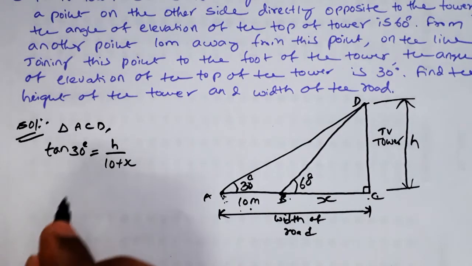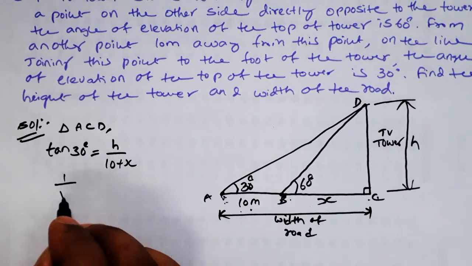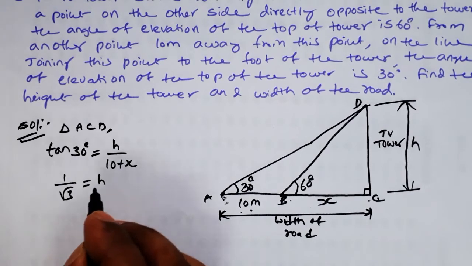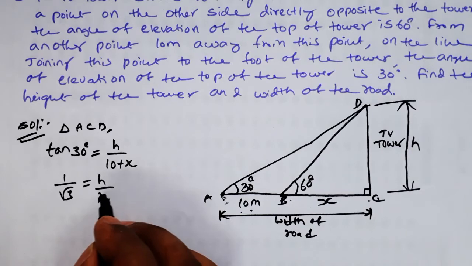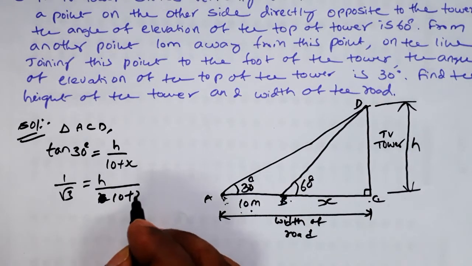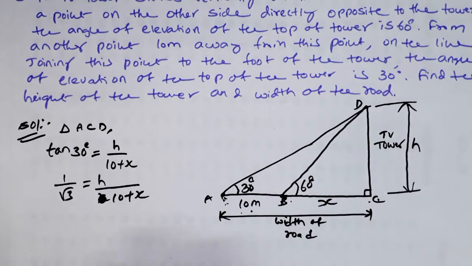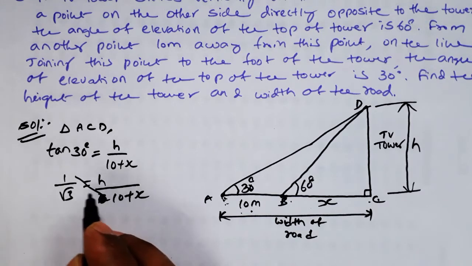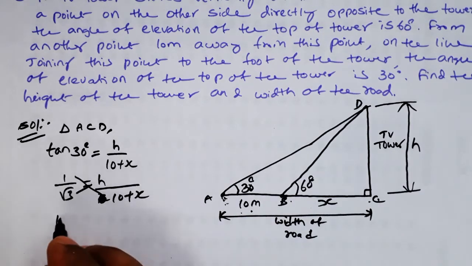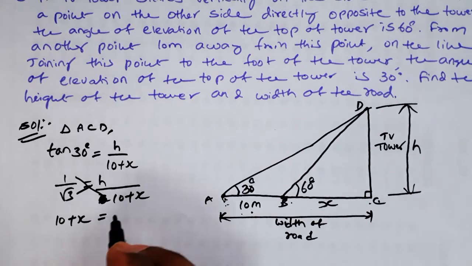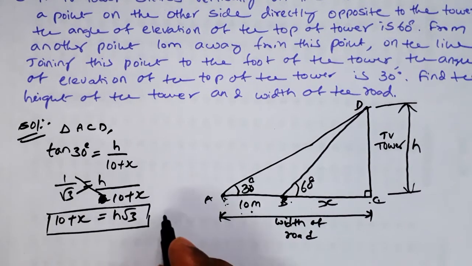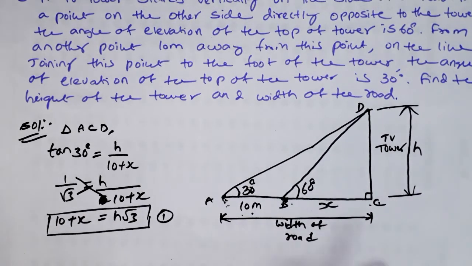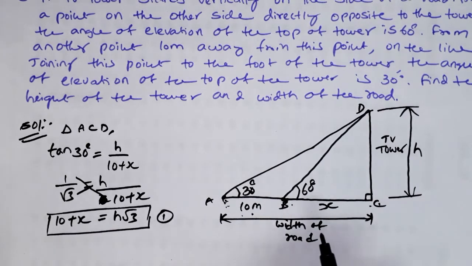Tan 30, what is the answer? Tan 30 is 1 by root 3 equals H by X. This is not X, this is 10 plus X. Now do cross multiplication. So 10 plus X equals H root 3. This is the answer we will get. So this one you take as equation 1.